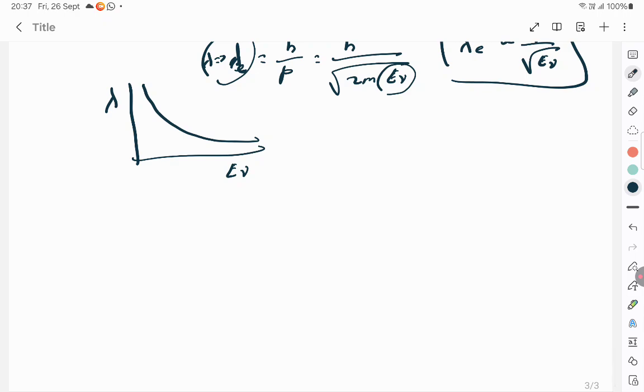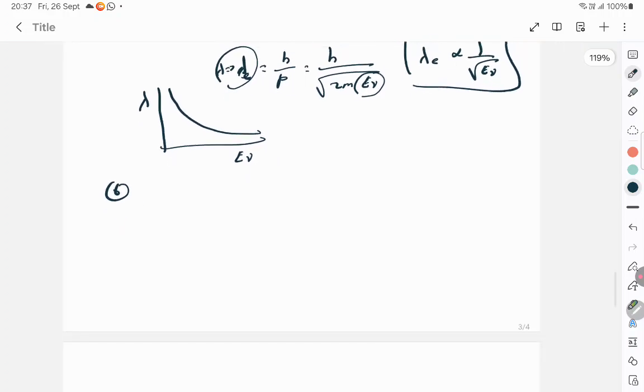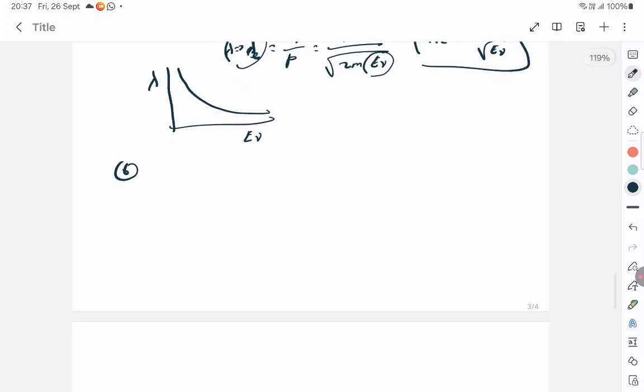So let's go to the next problem, number 6. Obtain a relationship between stopping potential and frequency. That's okay, that's the relationship I already taught you. X-rays of wavelength 0.82 Armstrong fall on a metal surface. Calculate the de Broglie wavelength of the emitted electron. Neglect the work function of the surface.